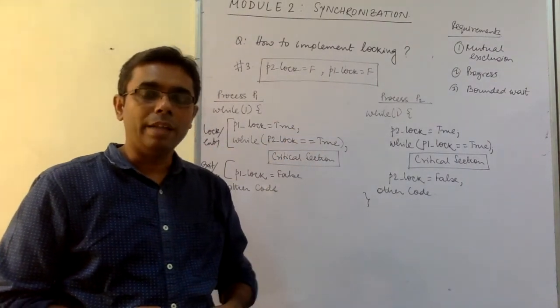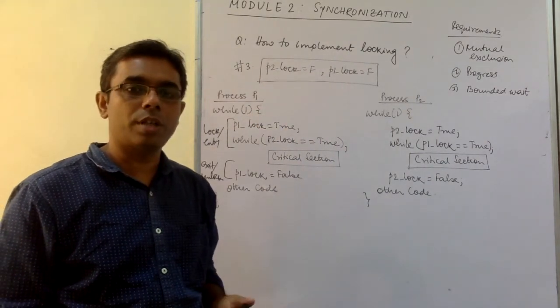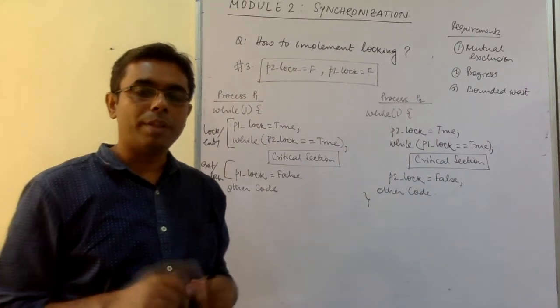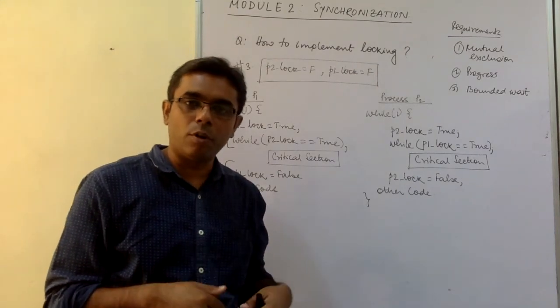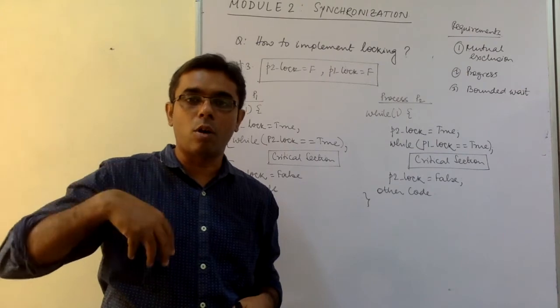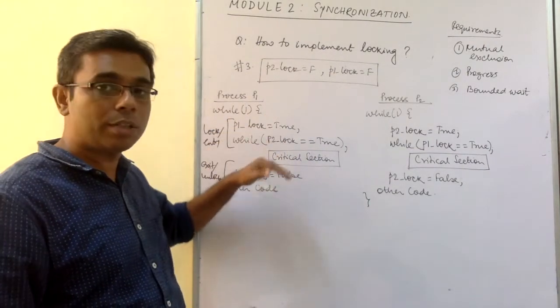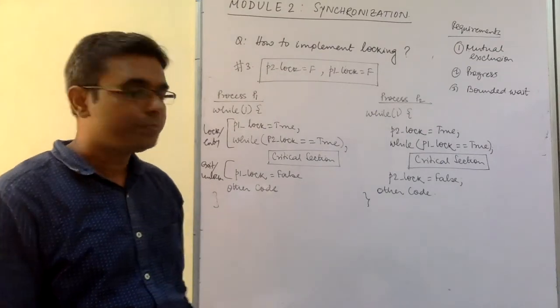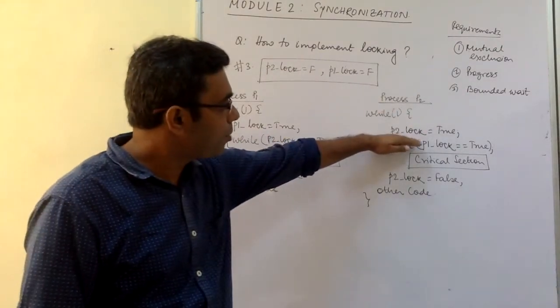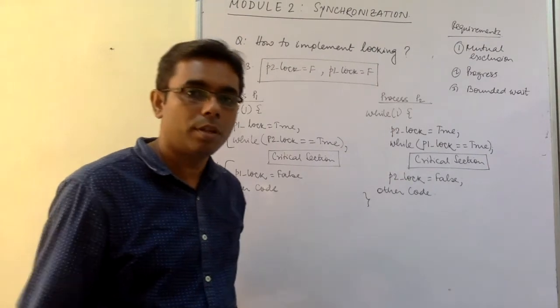So in this attempt, we are again using two locks, two Boolean variables, both initialized to false. But the difference from the second attempt is, before we check the status of the lock of the other process, we make our lock equal to true. If you are in P1, we make P1's lock equal to true and then check the status of the lock of P2. If you are in P2, you first make P2's lock equal to true, and then check the status of the other.